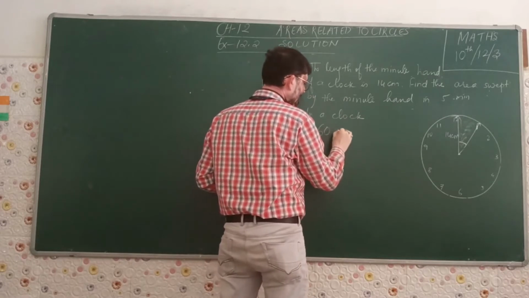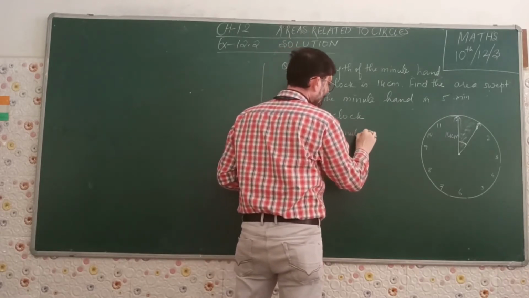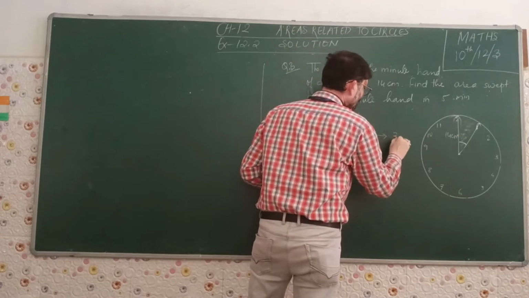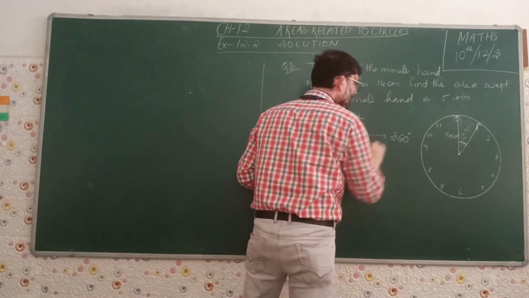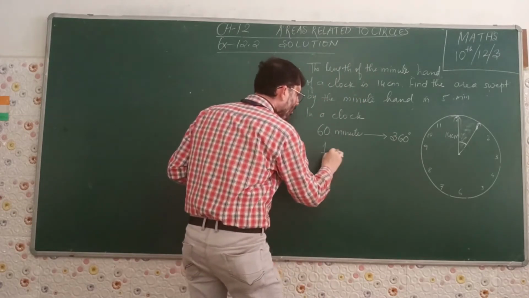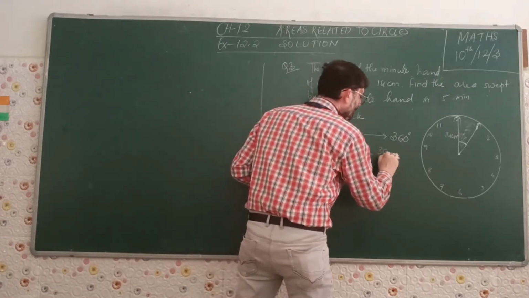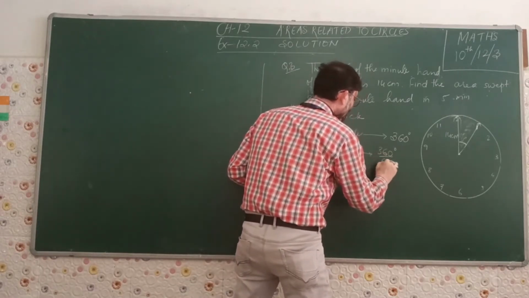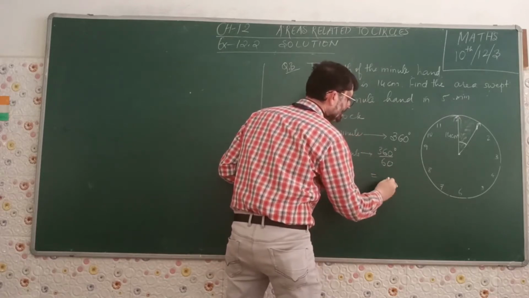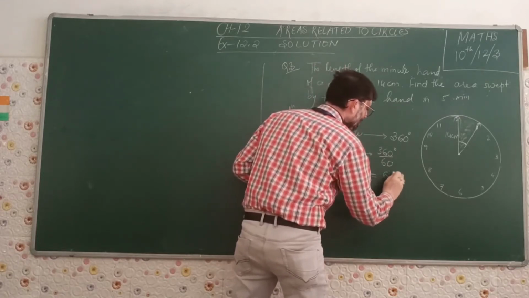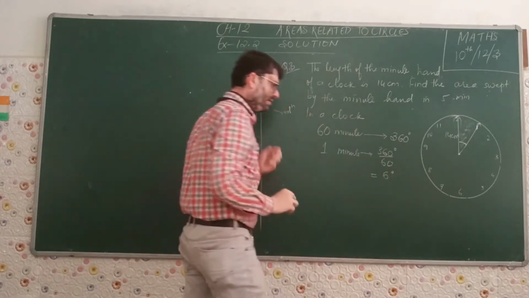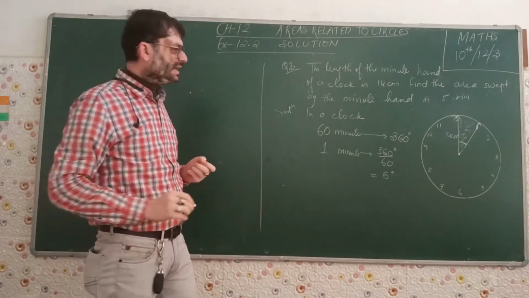60 minutes represents 360 degrees. That means 1 minute would represent 360 degrees by 60, that is equal to 6 degrees. 1 minute means 6 degrees.